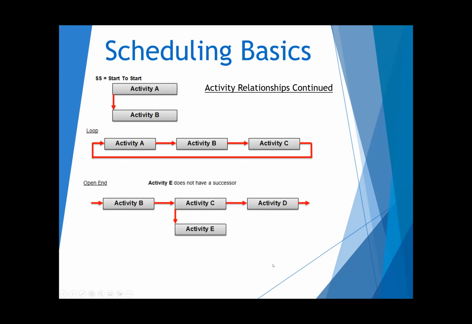Now, an open end is when an activity does not have a successor or a predecessor. So activity B goes to activity C, then activity C also connects to activity D downline, and activity E that is below it, which is a start-to-start relationship. A correct schedule has only two open ends. The first activity or milestone will not have a predecessor, and the last activity or milestone will not have a successor in a schedule.